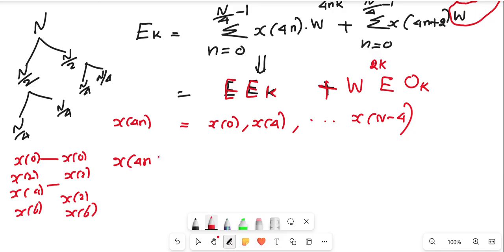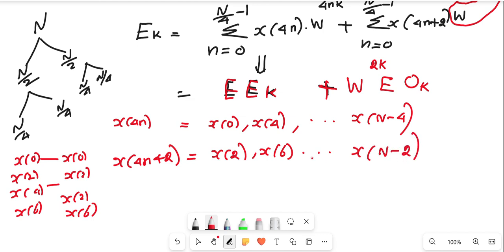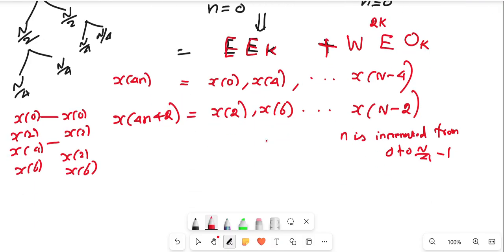X of 4n plus 2 sequence will be now, okay, this one. 0 means x of 2, 1 means x of 6, like that it will go up to x of n minus 2. So the n is incremented from 0 to n by 4 minus 1. This is the n value. Similarly, this is even of even, even of odd.